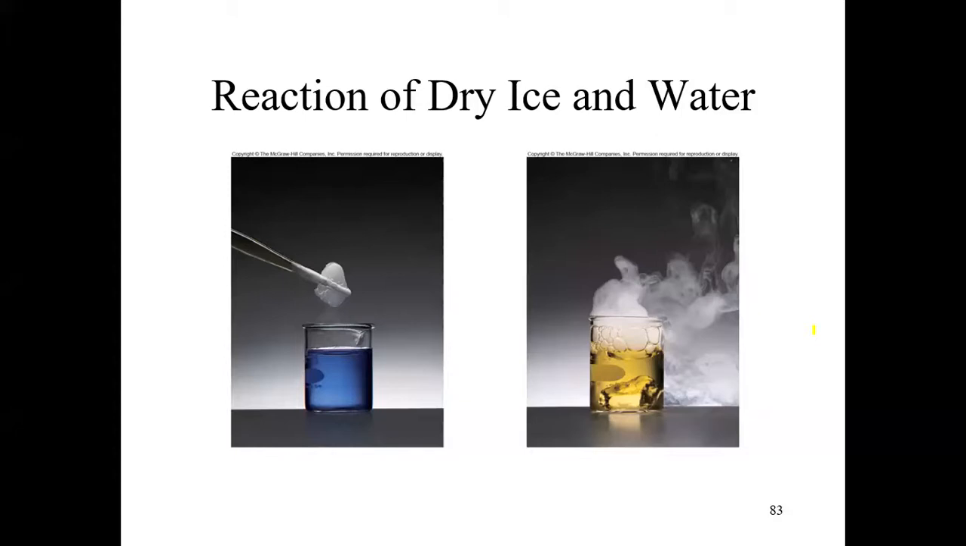So I'm showing you a picture here of what happens when you put dry ice in water. Now, what we've done here is on the left is we have what's called an indicator, right? So an indicator is essentially a substance that changes color in the presence of acid or base. And as you can see, this indicator, when you put this little piece of dry ice in there, it turns yellow, indicating that it's become acidic. So let's go to our thing over here.